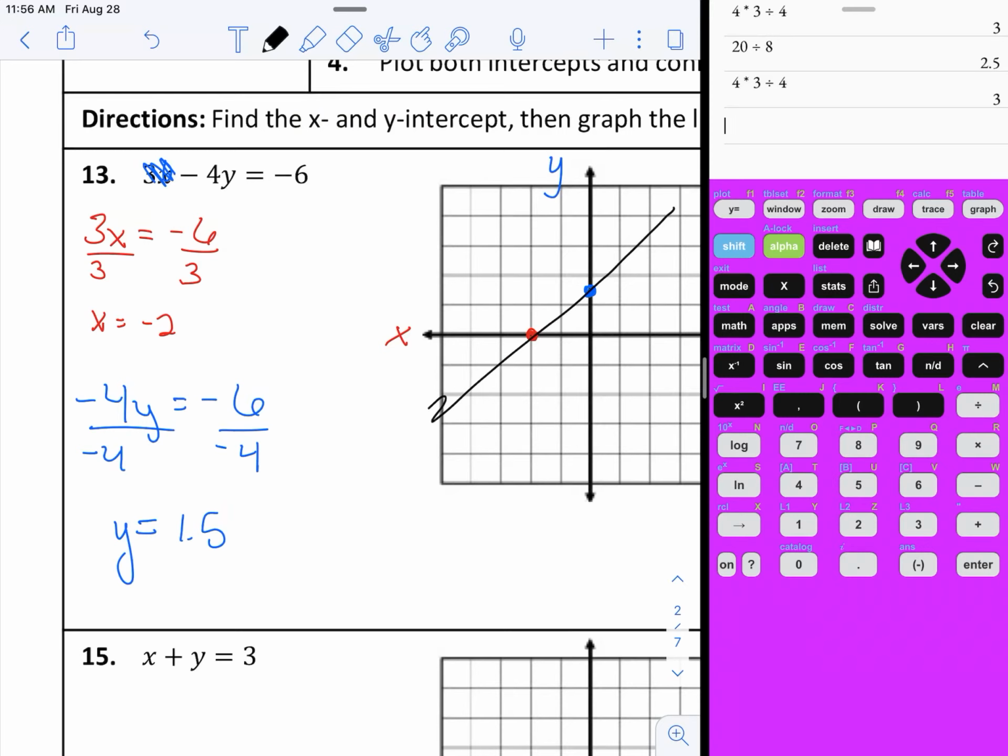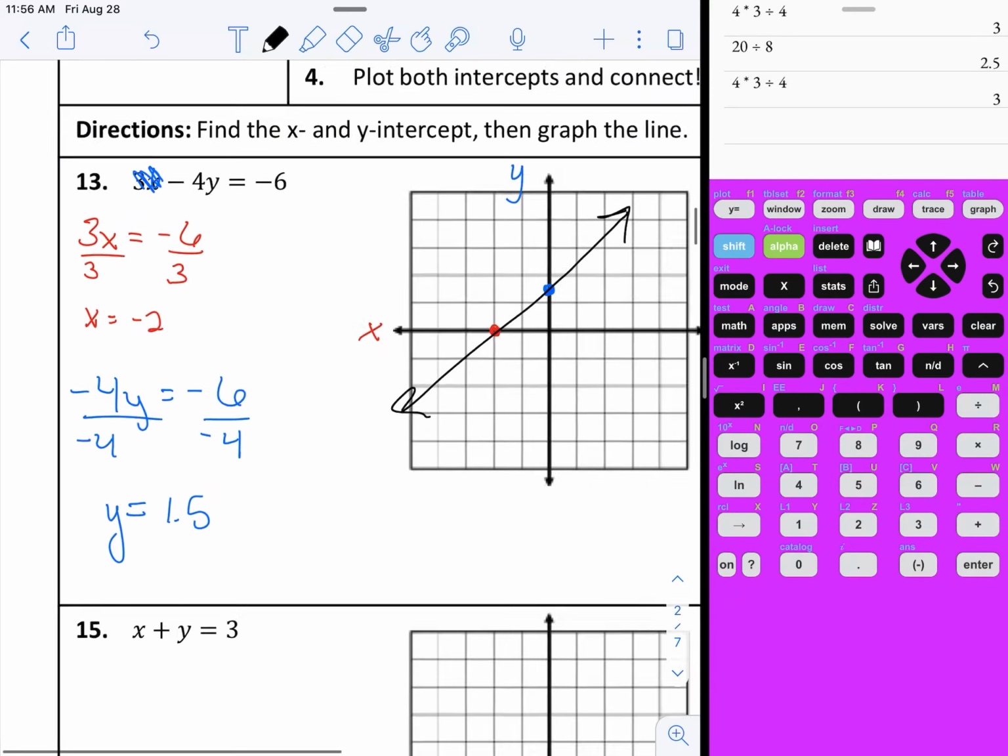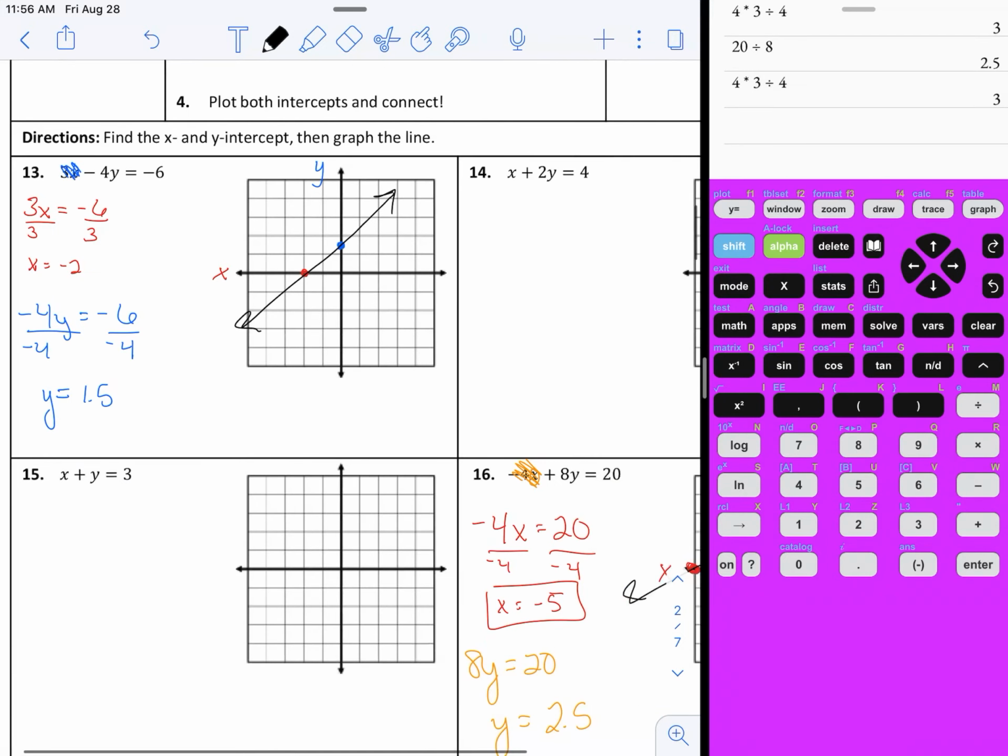Oh, that wasn't so bad, was it? You should be impressed by me. Do you like my straight line? Good, me too. And that's it, guys. That's how you graph it.